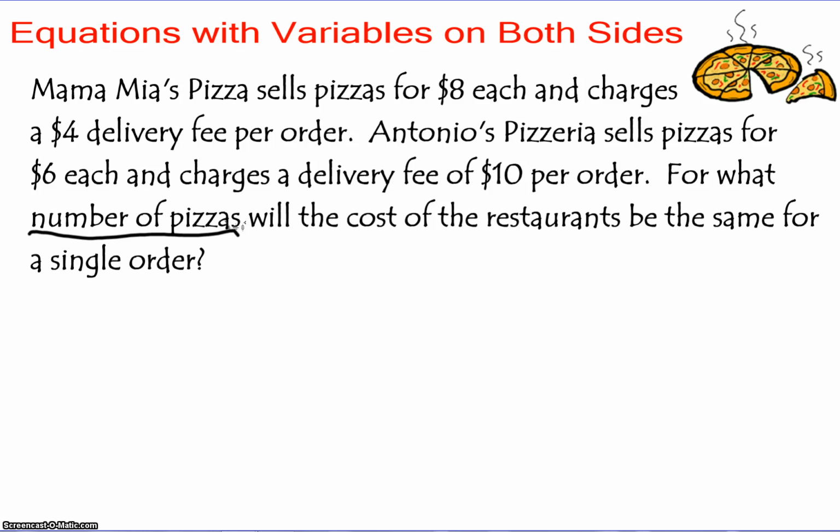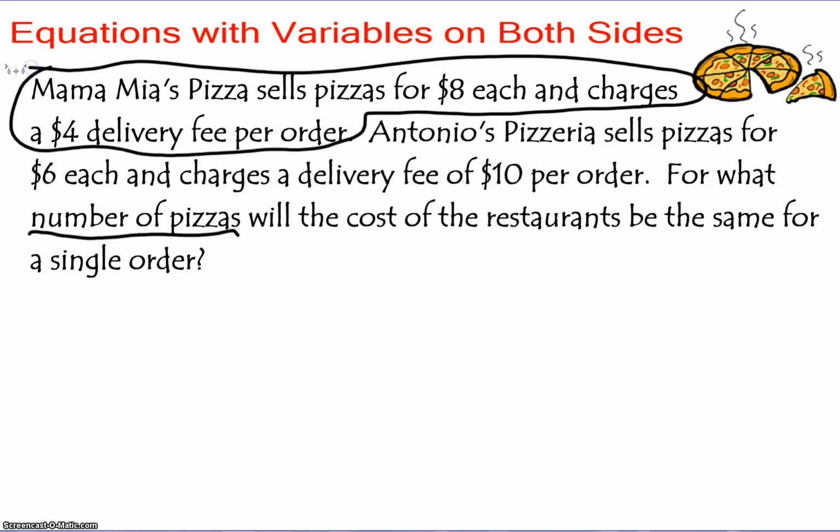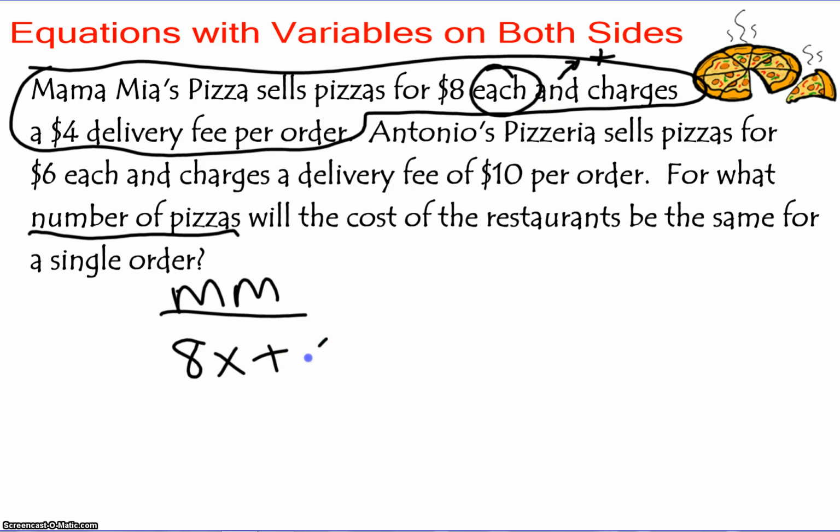So to get started, we take the first information up here and we need to write an expression that matches that. So Mamma Mia's, I'm going to put it as MM, sells pizzas for $8 each. This each word right here tells you that that's where the variable goes. So $8 each, so 8x. And means plus in math world, plus a $4 delivery fee. So that is your first expression.